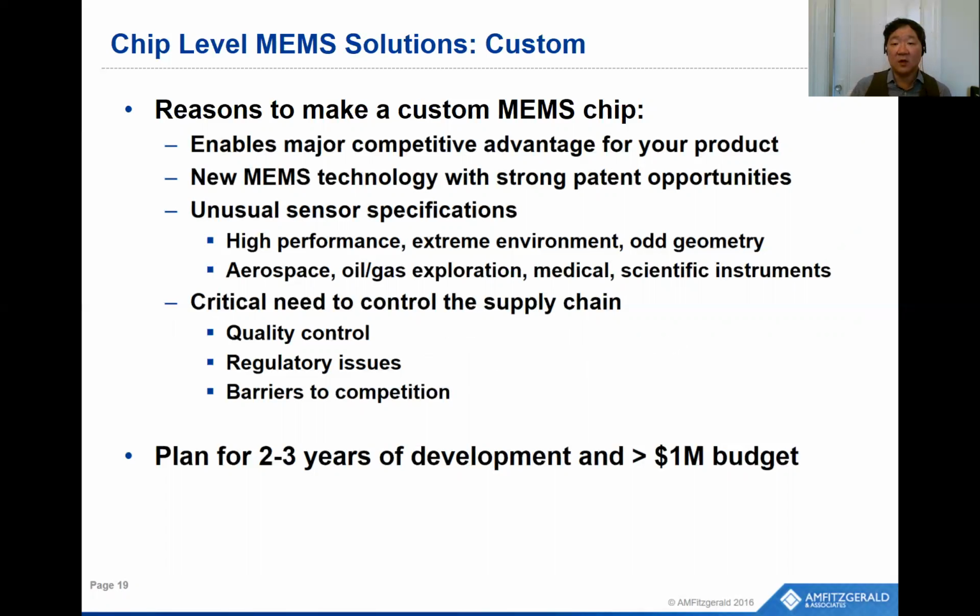And by doing so, they also have their own MEMS packaging services as well as system integration. And by controlling this entire chain, they can meet their regulatory requirements. And this, by the way, also creates a significant barrier to competition.